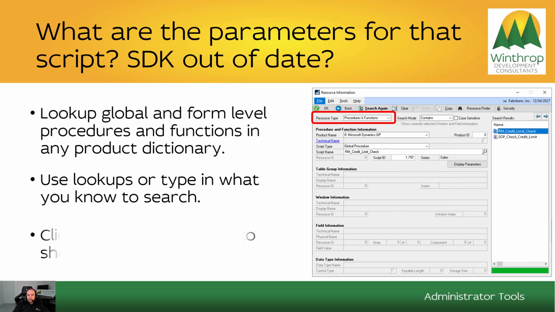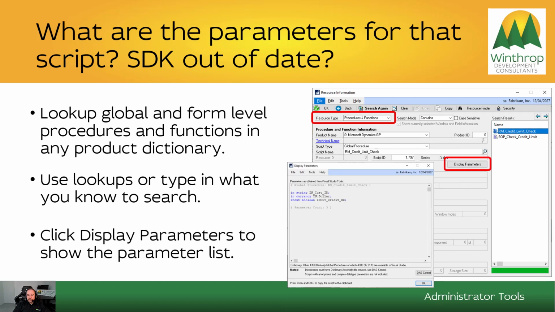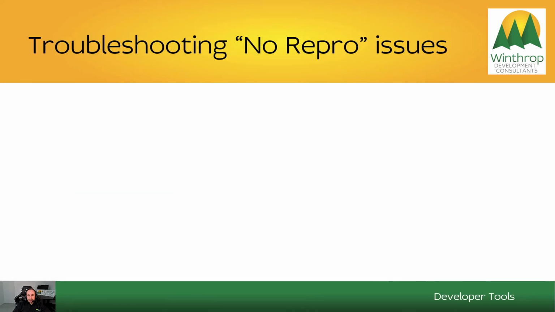If you need to get parameters for a script, particularly because the software development kit is not updated and you might not be able to find the parameters you're looking for in the web articles that get published, you can use the resource information window in GP Power Tools to display parameters. It displays parameters for about 90%. Not all of them are available, so in that case you might have to ask someone.